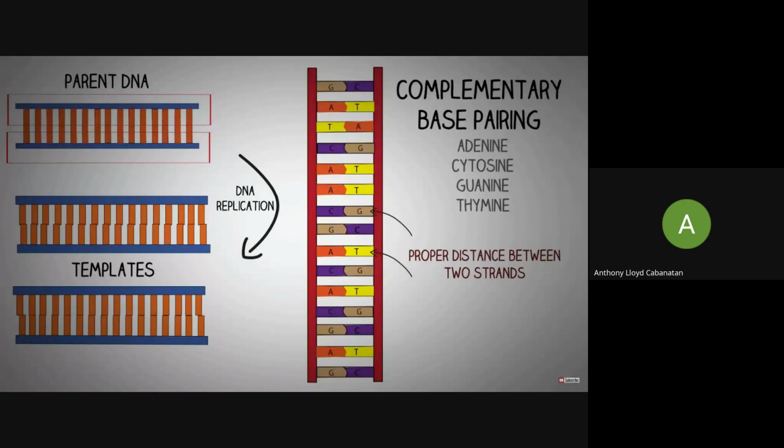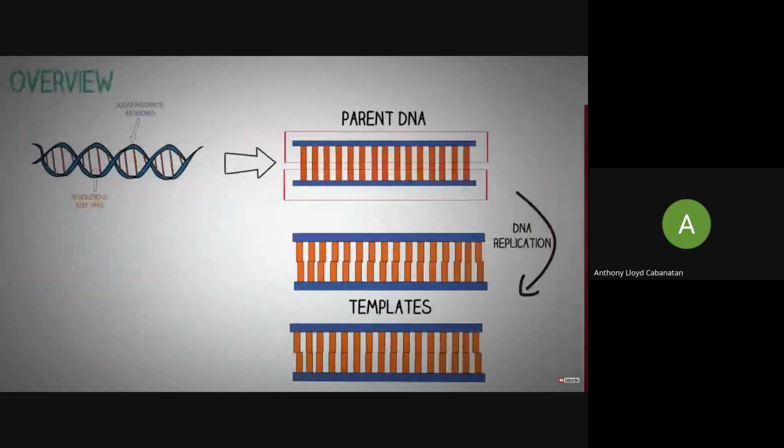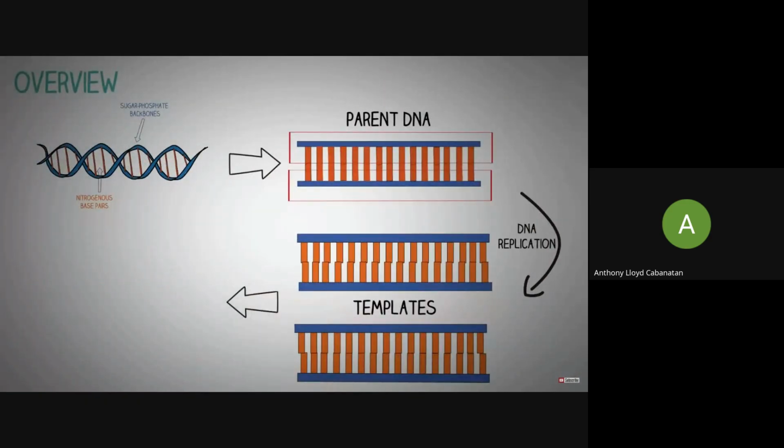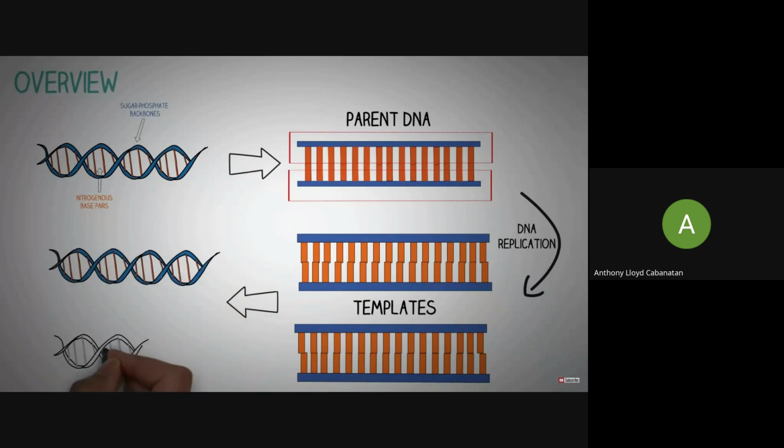This is done to maintain a proper distance between the two strands and also to maintain a proper stable structure of the DNA helix. When the parent DNA is split, each strand acts as a template for the formation of a new strand. This leads to the formation of two completely new sets of DNA which are called the daughter DNA.